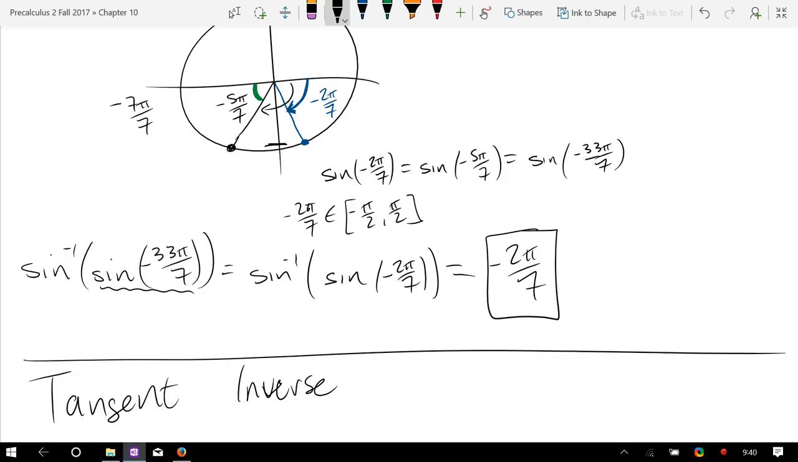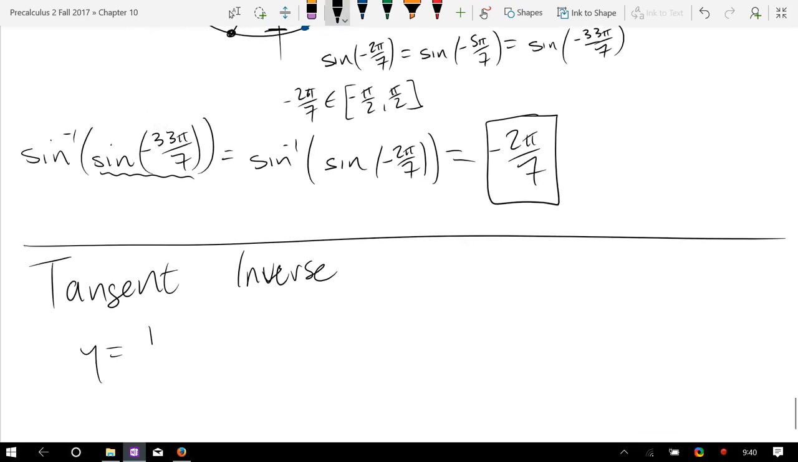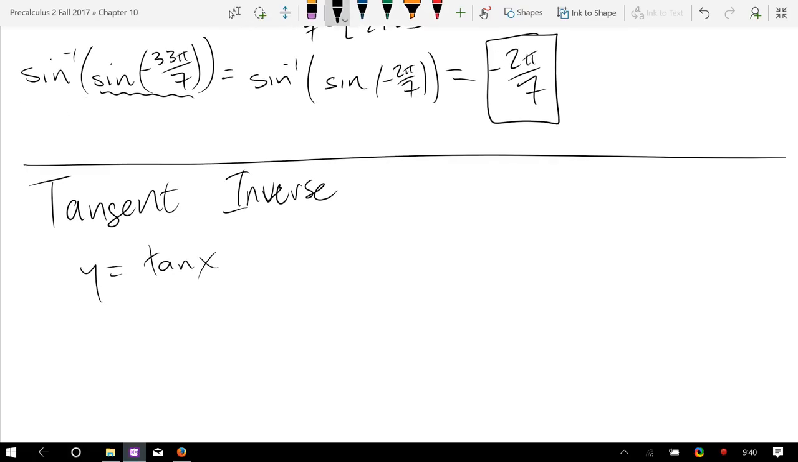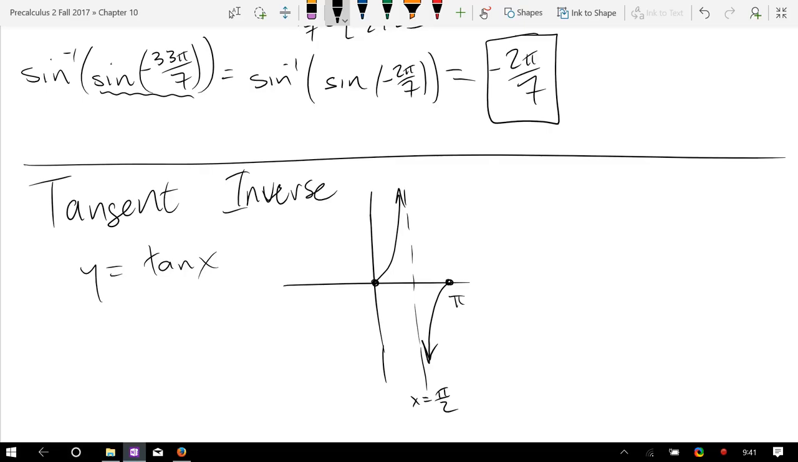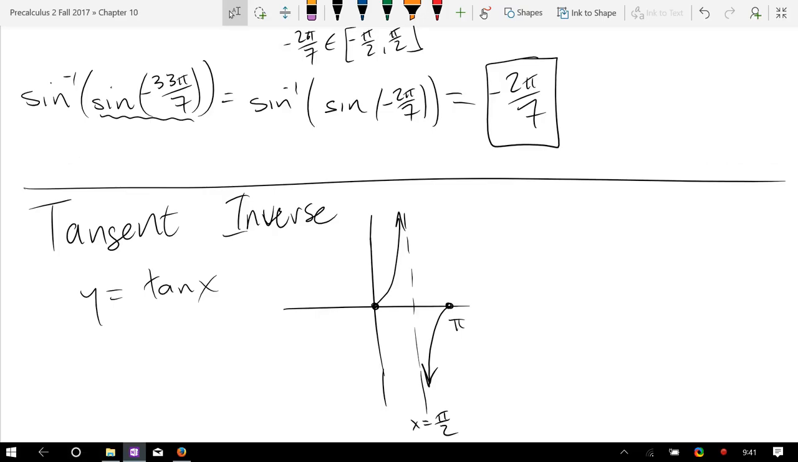So draw your best graph of tangent. Draw one period of the tangent function, the one period that you normally draw. The tangent period you draw is the one I have on the board, 0 to pi. You're always doing a period starting at 0 and going to either 2 pi or 1 pi, depending on which function you're drawing.